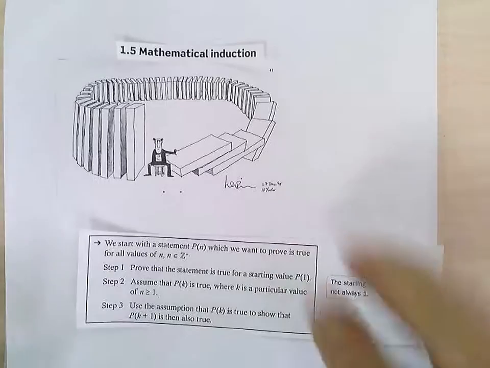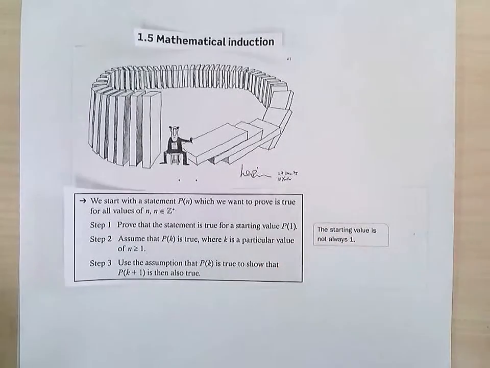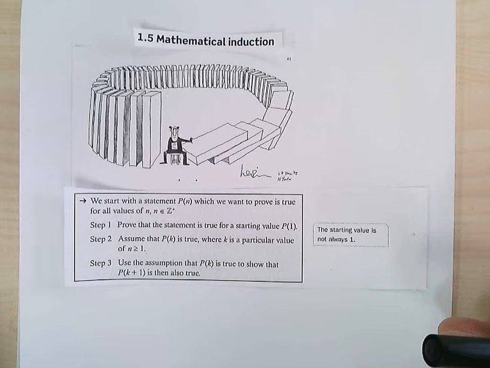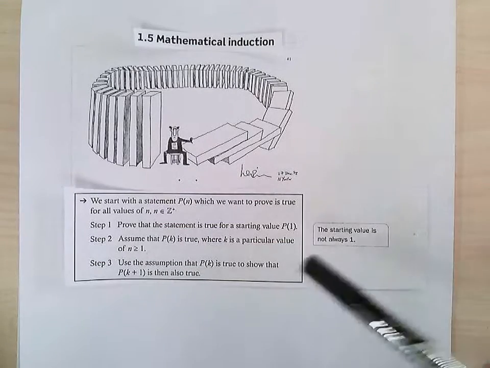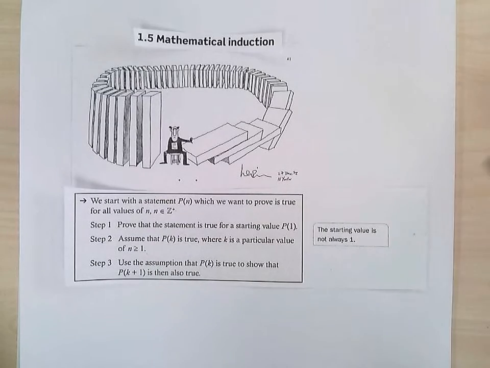So here are the steps for mathematical induction. We start with a statement, P of n, which we want to prove to be true for all values of n in the positive integers. The first step says prove that the statement is true for the starting value, P of 1. Now it's important to look over here. They have P of 1, or n equals 1 in that situation.